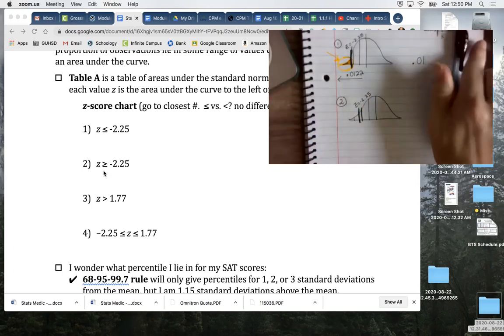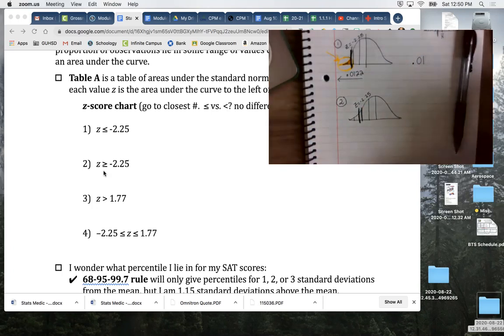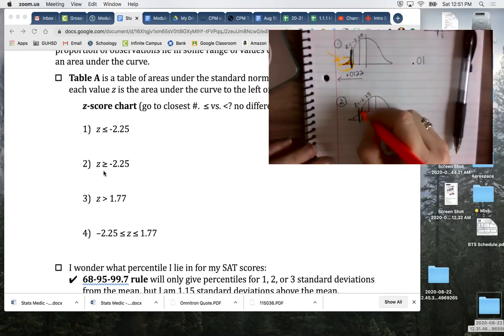But in this one, my shading is not to the left, because I want to know what percent of people were higher than that, greater than that z-score. Okay.